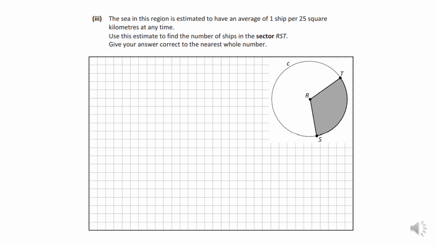Okay, part 3 then. The sea in this region is estimated to have an average of 1 ship per 25 square kilometers at any time. Use this estimate to find the number of ships in the sector, or ST. Give your answer correct to the nearest whole number. So we're talking about ships per square kilometers. So that tells me straight away we're talking about areas. Okay, so it gives us 1 ship per 25 square kilometers. Basically, we need to find the area of this grey sector, and we'll use our area formula for a sector.